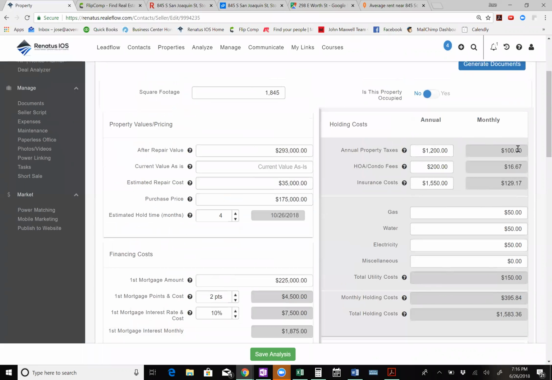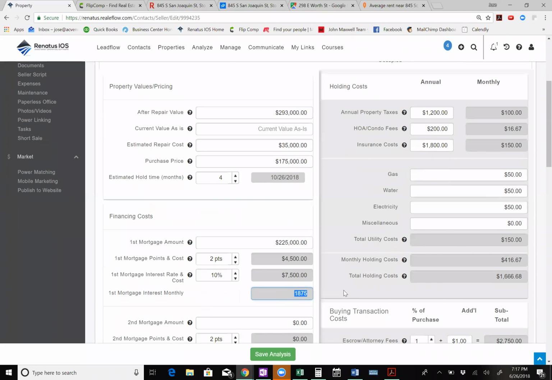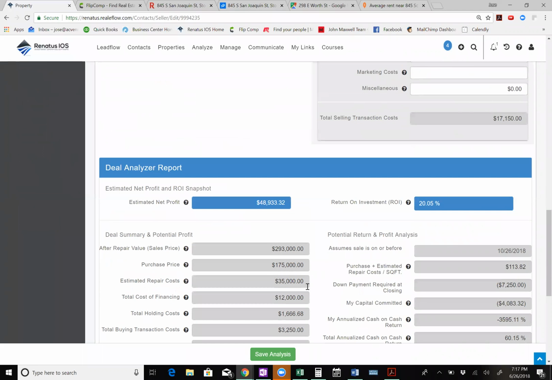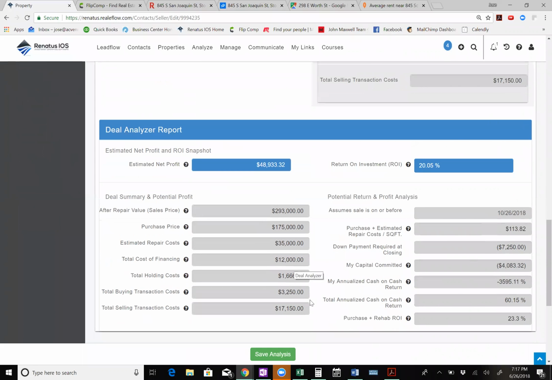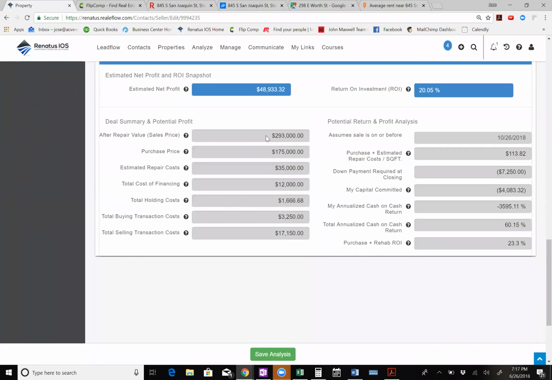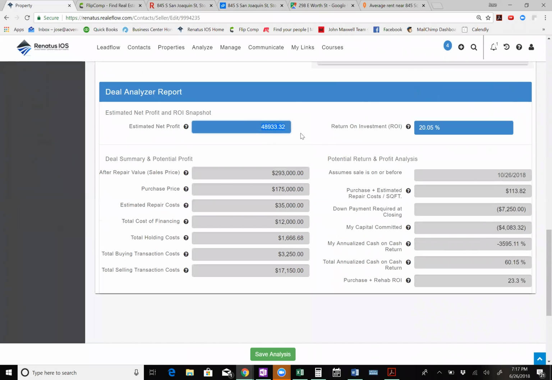You have your annual taxes. It's going to be 100 bucks a month. 1,500 for insurance. Let's just say that's going to be 1,800. Okay, it'll take us 4 months. The money we raise is 225 at 2 points and 10%, which it allocates right here. Tells us our monthly payment. If I come down, purchase price 175, 35,000 in repairs, 12,000 in financing, $1,600 holding costs. Estimated $48,000 in profit.